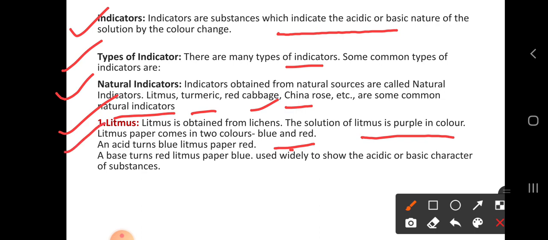When an acid turns blue litmus paper to red, okay, so if you are taking the blue litmus paper and after dipping it in the substance, the color changes from blue to red, then it is an acid. And if a base turns red litmus paper to blue, then it is called a base substance. So this is the use of litmus paper.